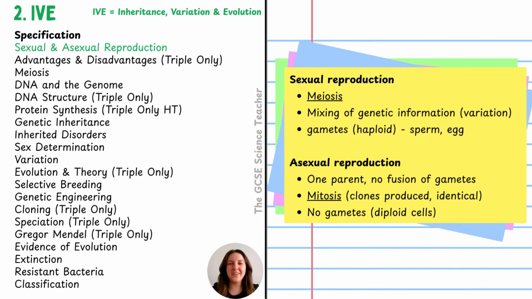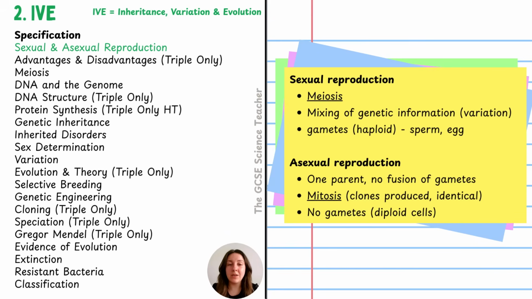Next topic, you guys, inheritance, variation, and evolution. Sexual reproduction includes meiosis as a cell division, leading to genetics being mixed together, causing variation. As a result, you have gametes, which are haploid, so the sperm and egg cell. In asexual reproduction, only one parent is needed. There's no fusion of gametes. This includes mitosis as the cell division type. So clones are produced, which are genetically identical, and no gametes.